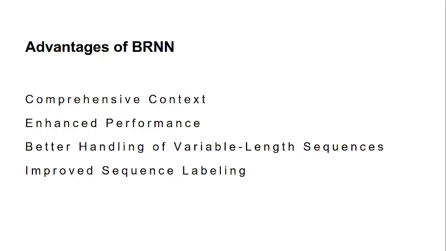So what are the advantages of bidirectional RNN? Well, it gives comprehensive context, enhances performance, handles variable length better, and improves sequence-level understanding. How do you know about the performance? Over time, it takes less time to predict the future than the vanilla RNN.